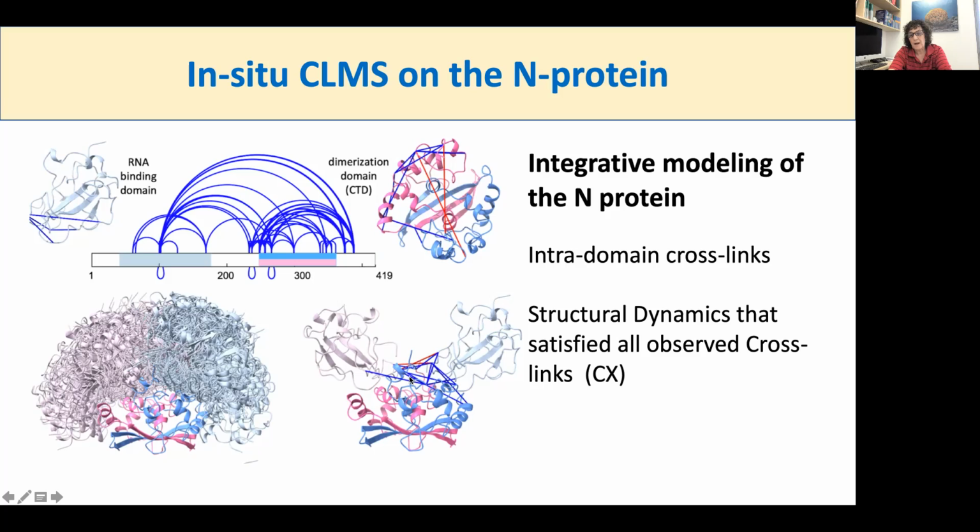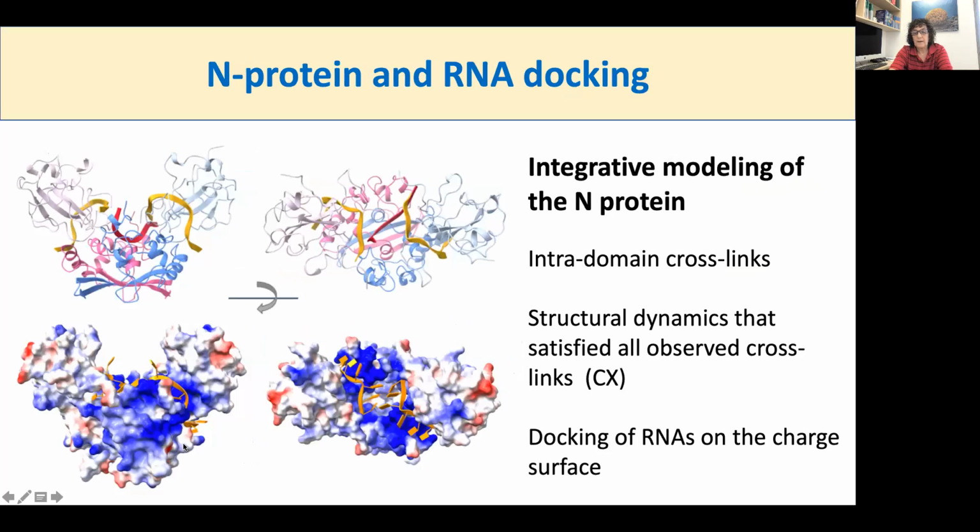Actually, it works as a dimer in which this part is very flexible, and you can see by molecular dynamics that it's really very flexible, while this is very tight. We were able, using this very detailed structural study, to show that it has a very strong interface, which is the docking site for the RNA, as you can see here, the RNA in gold.